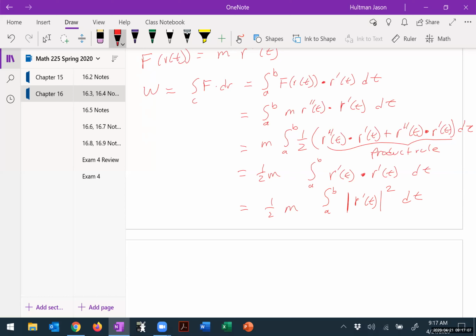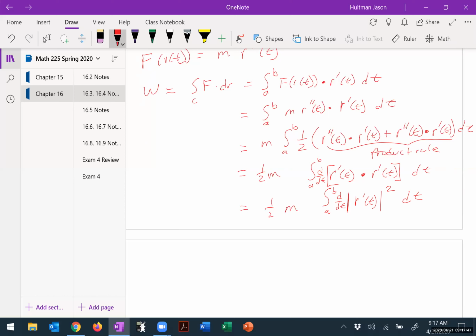Let me just make sure I'm doing this correct. Oh, you know what? I forgot this guy here. My bad. I knew I dropped something. This thing here has a d/dt. Why is there a d/dt there? Because to take the product rule, I would have had to take the derivative. So I dropped that there. Sorry about that. So this is d/dt.